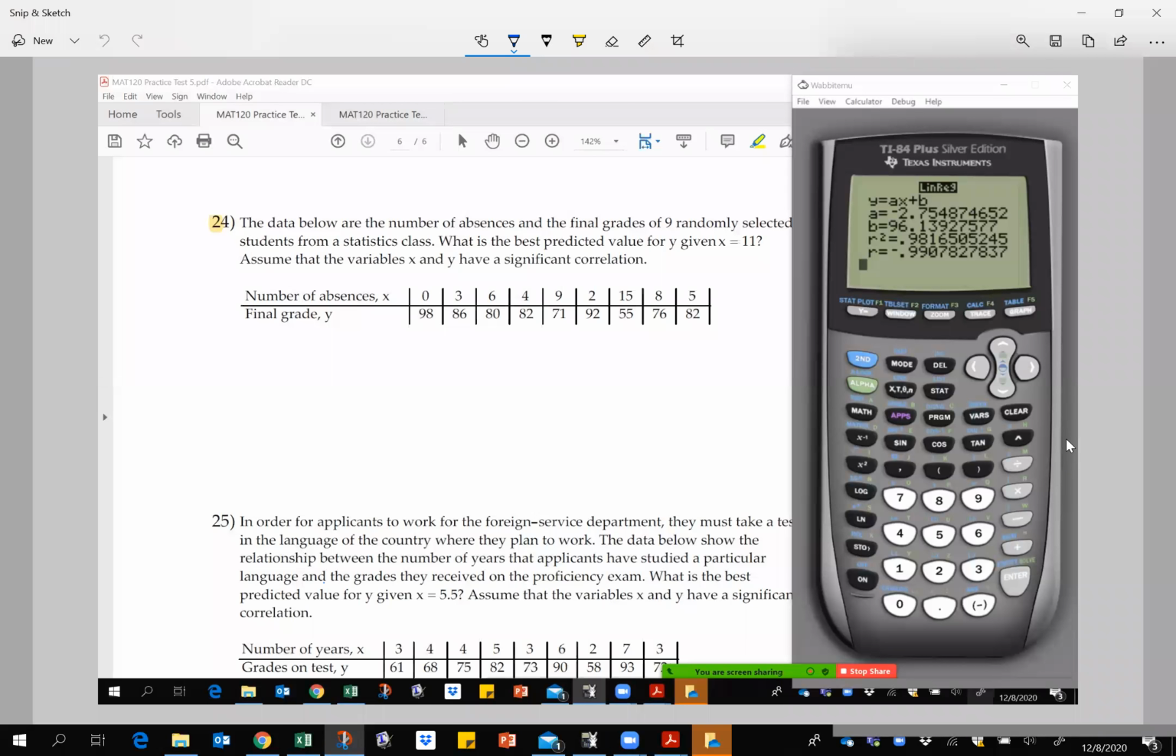So our regression equation for this problem is going to be y equals a, which is -2.755, times x plus b, which is 96.139.